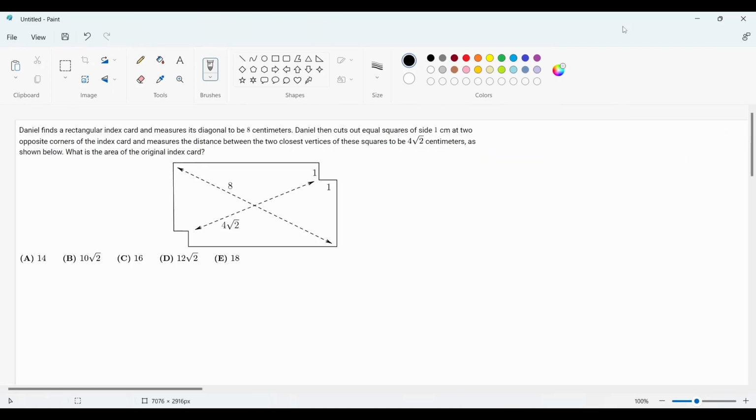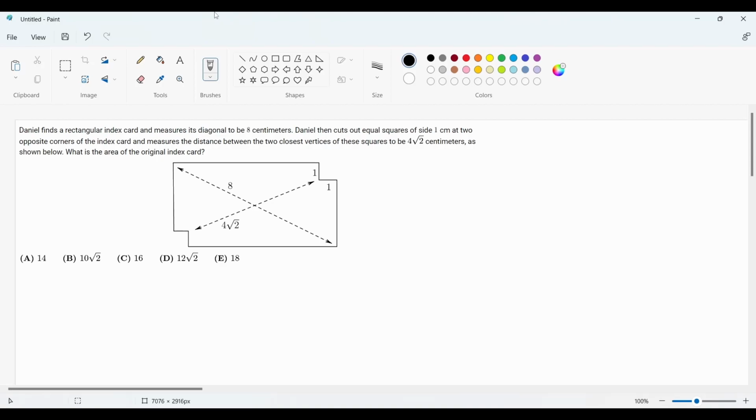Now we're on problem 10. Daniel finds a rectangular index card and measures its diagonal to be 8 centimeters. Daniel then cuts out equal squares of side 1 centimeter at 2 opposite corners of the index card and measures the distance between the 2 closest vertices of these squares to be 4√2 centimeters, as shown below. What is the area of the original index card?